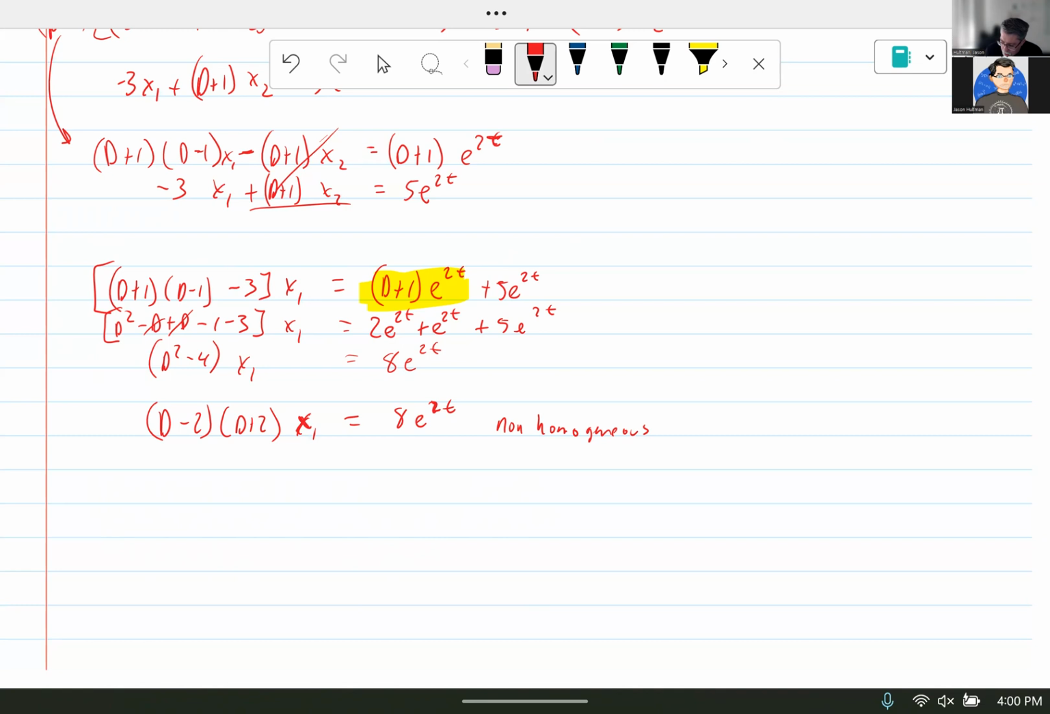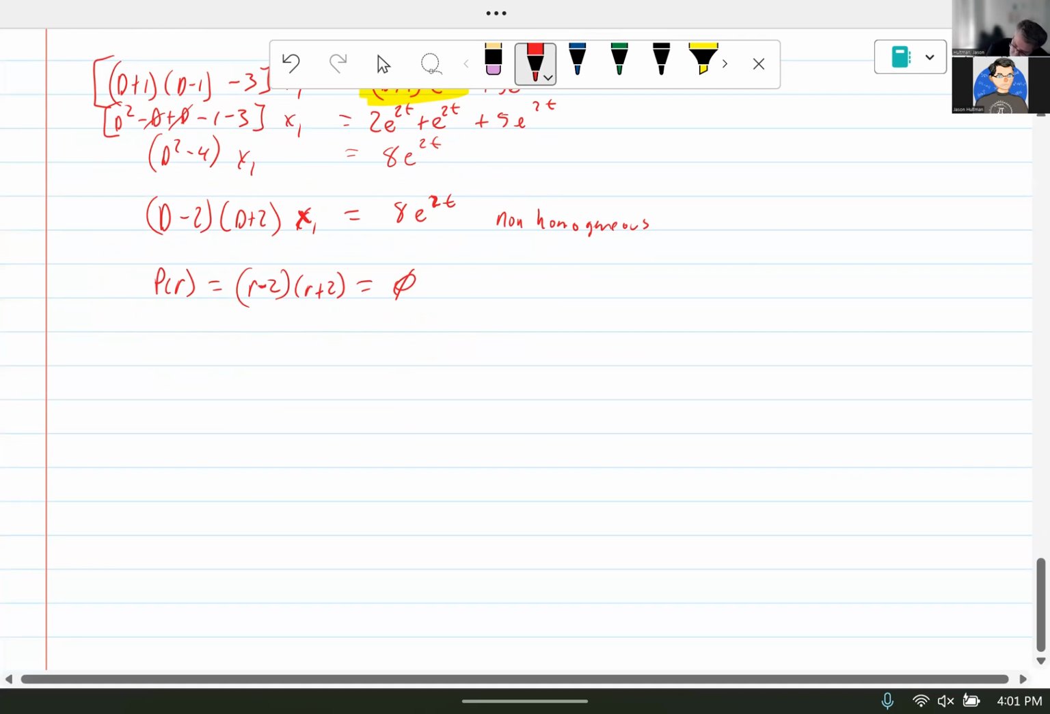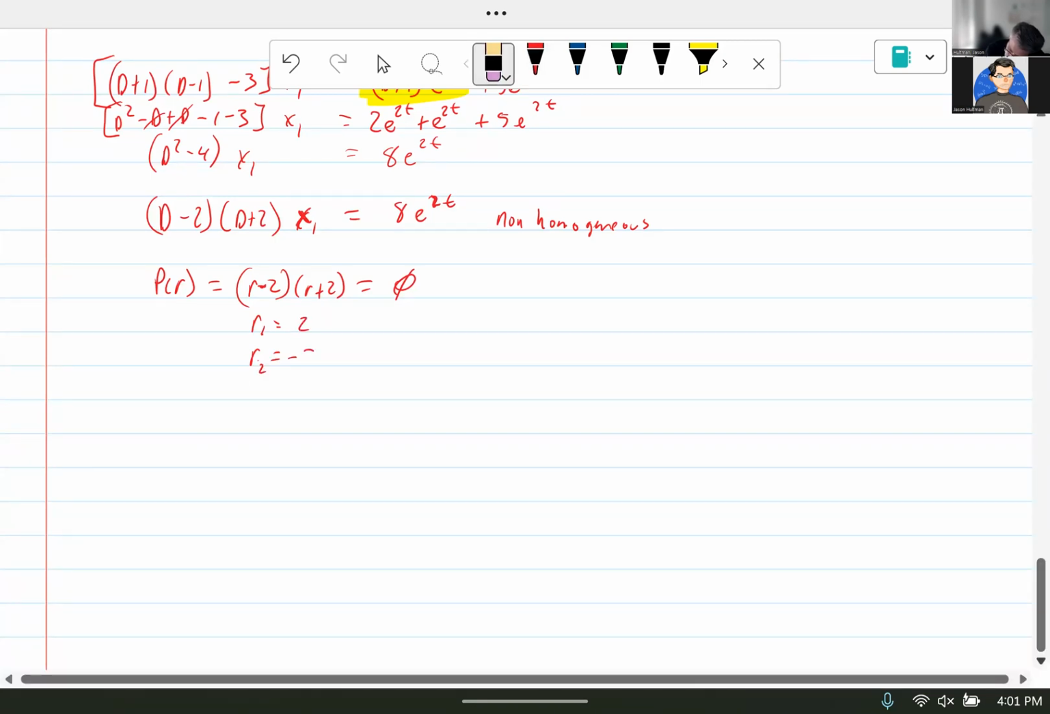It's just instead of having a y here, that's the derivative with respect to t. It's x1 that we're taking all these derivatives of with respect to t. Our auxiliary equation is just going to be p of r equals (r minus 2)(r plus 2) equals 0. We're going to first solve the homogeneous to give me the complementary function. This means that r1 is equal to 2 and r2 is equal to -2.